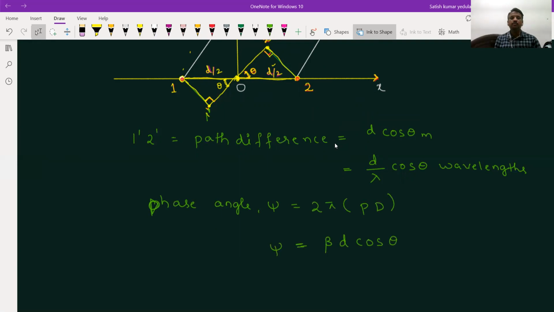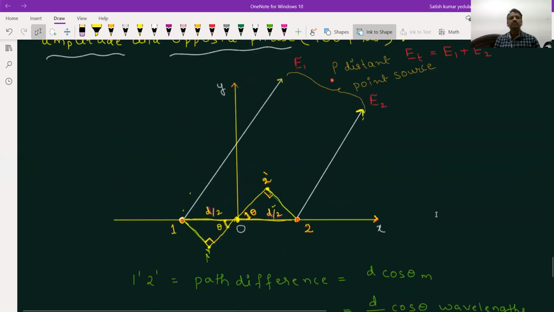Even if you know this, the question can be asked in a different way. If you directly ask this particular case, then you have to derive the entire thing: what is the path difference, and from that, what is the phase angle. Once you get that, you call this equation number 1.